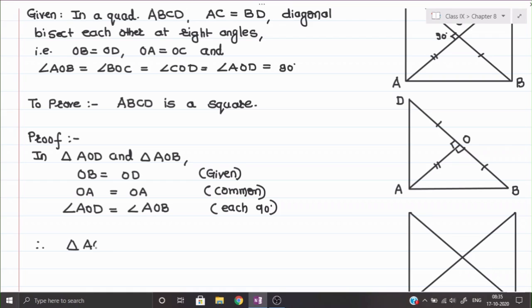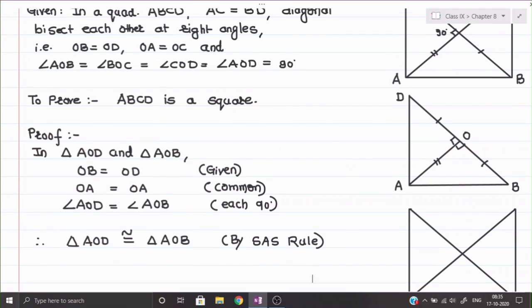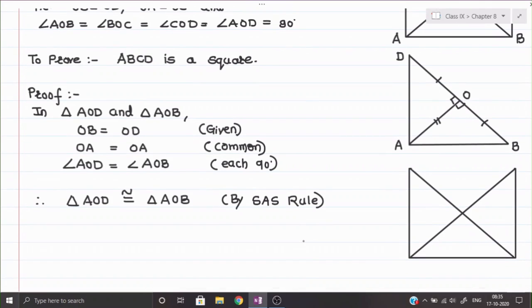Therefore, triangle AOD is congruent to triangle AOB. How can we say? By side angle side congruency rule. Okay, so remember we have taken two sides and one angle, so that's why side angle side is applicable. If you see properly, the angle is included between the two sides, so that particular rule is applicable.